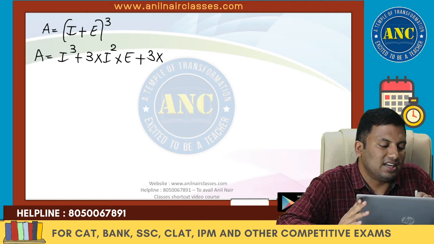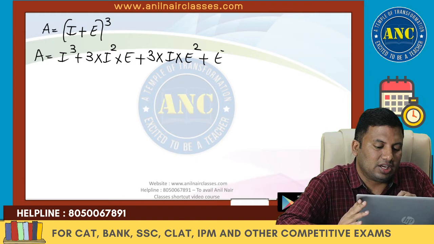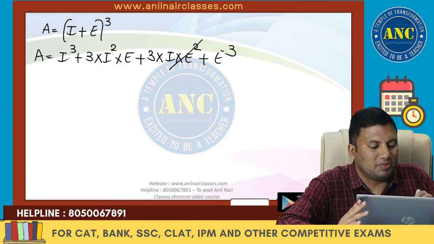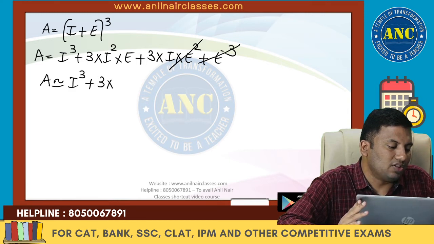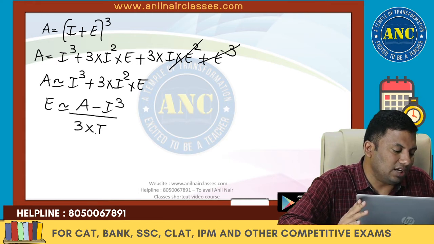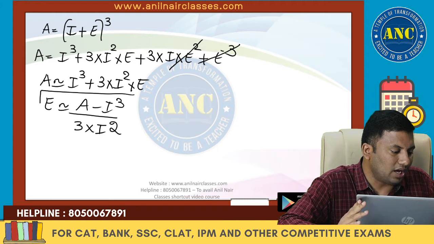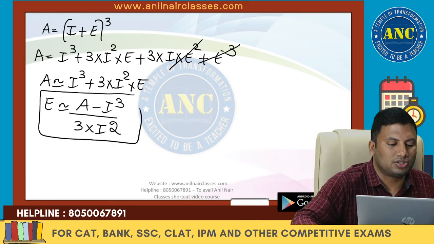Next it is 3 into I square into E plus E cube. This is an estimated decimal, very small. So A is very much close to I cube plus 3 into I square into E. So the estimated value E is given by A minus I cube divided by 3 into I square. I hope it is clear, right? A minus I cube divided by 3 into I square.